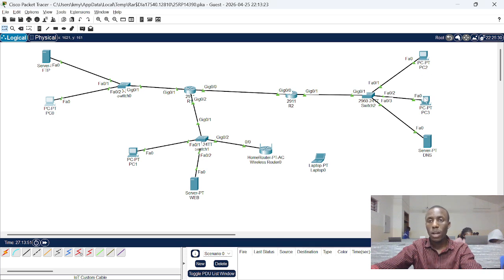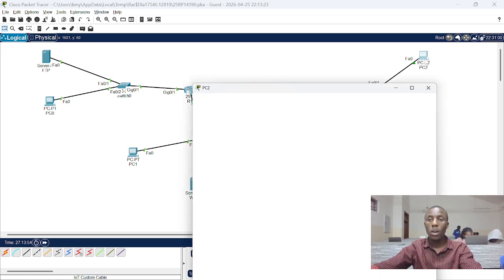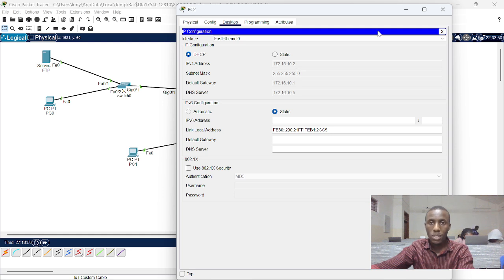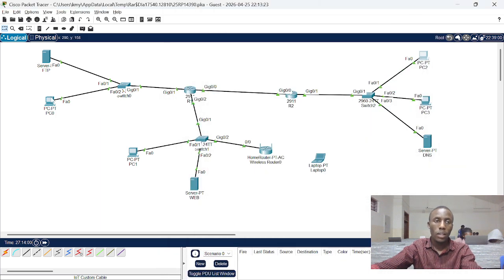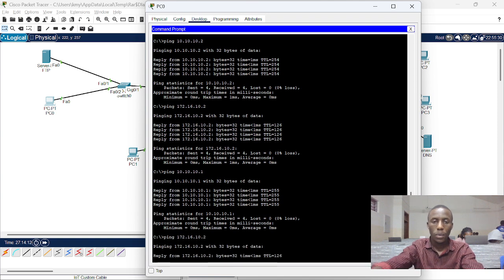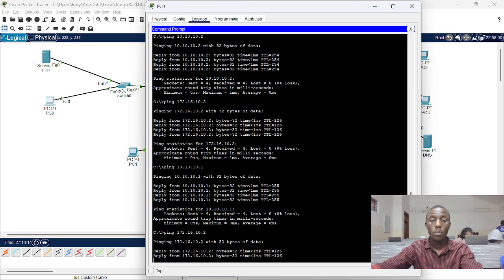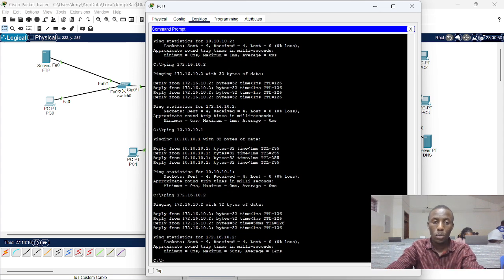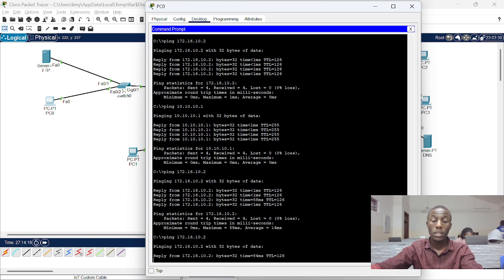This PC2 and PC3, their IP addresses were given by DHCP. So I have to go there and see the IP addresses so that I can ping them. Okay, I can ping them. Ping 172.160.10.2. So I can successfully ping this PC1, PC2. I can successfully ping it.